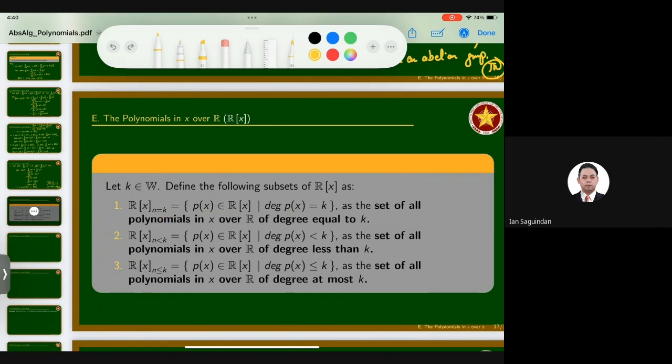Okay, another, instead of n equals k, we can have n less than k. Meaning we are looking for all polynomials with degree that is strictly less than k. So if you see that n is less than 3, then it should contain constant polynomials, linear polynomials, quadratic polynomials. And then the third one, we are going to fuse the first two definitions, n less than or equal to k. In this case, we have to consider all polynomials of degree at most k.